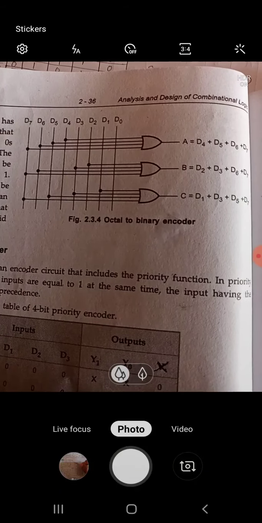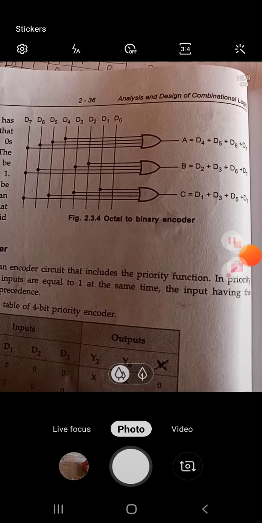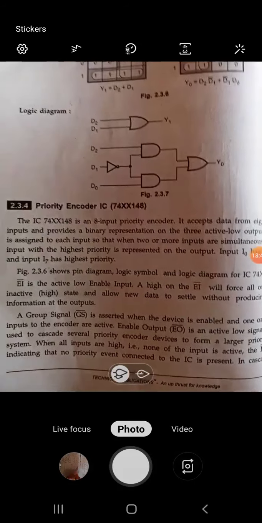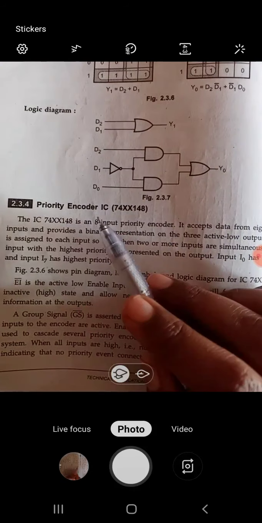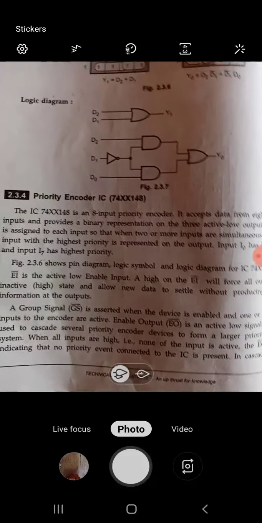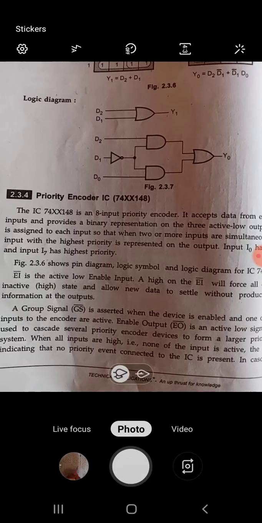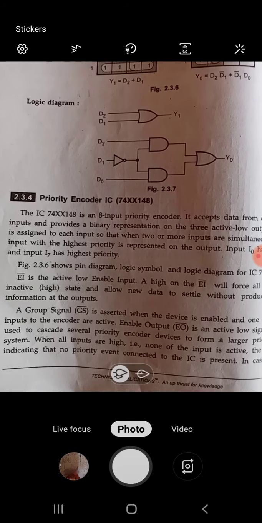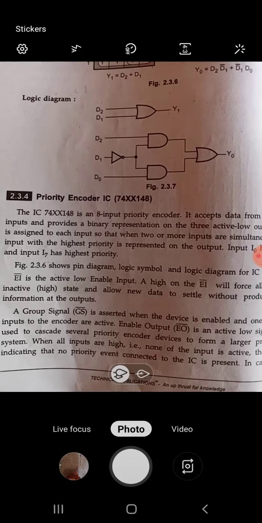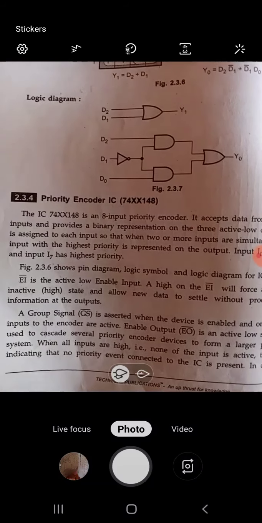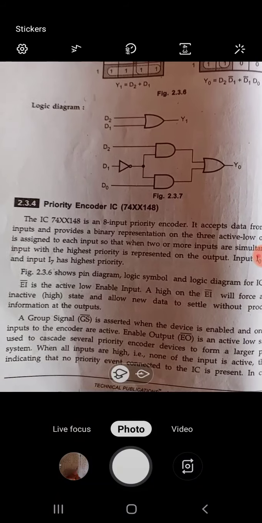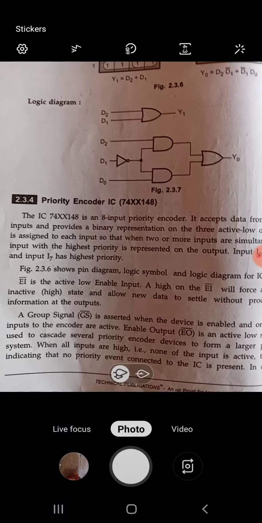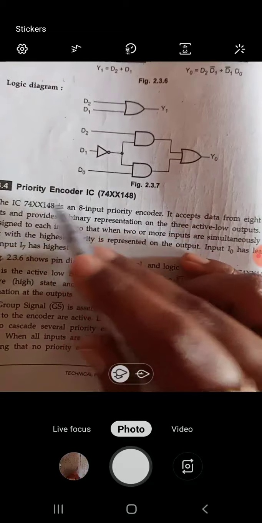So this is nothing but your octal to binary encoder. Now let us deal with the next topic, that is priority encoders. Priority, as the name says, means if there are many active lines at one particular input, to whom should the priority be given? At that point you come up with the solution, priority encoders.